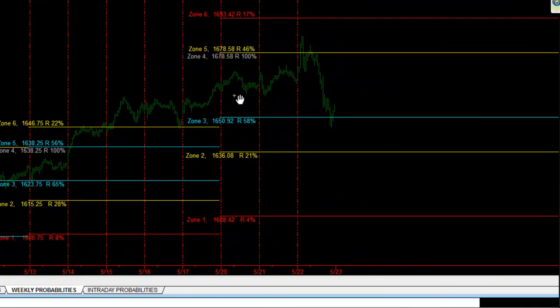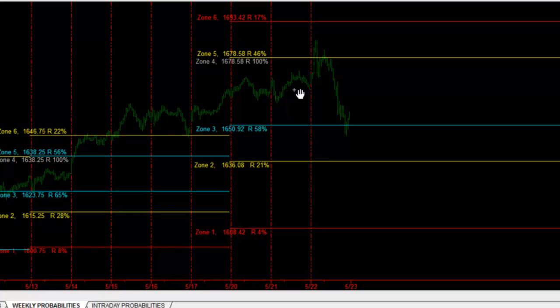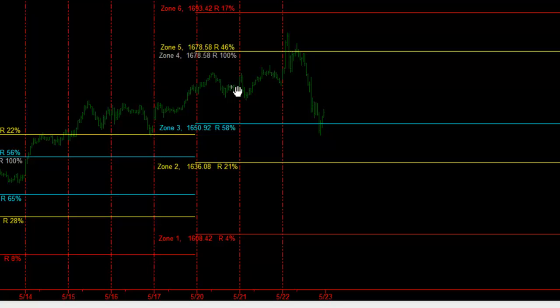Here's this week. This was Monday, Tuesday, Wednesday. And Monday and Tuesday basically traded within the normal 100% range. And today, it zipped up into the 46% range, but stopped before it got to the 17% range, and turned around and found the 58% range where it just busted through, stopped, and turned around again. So we'll see what happens tomorrow.